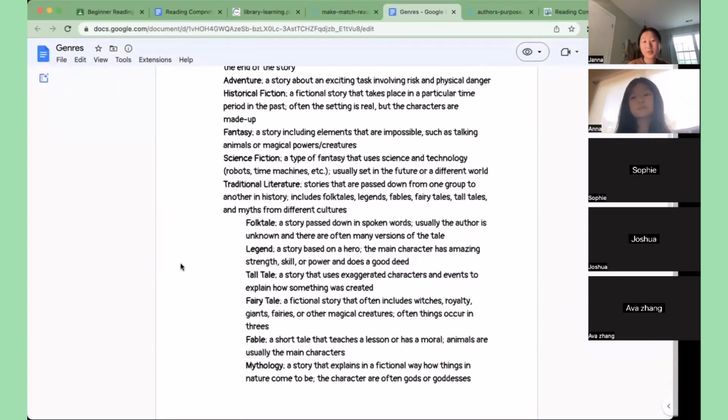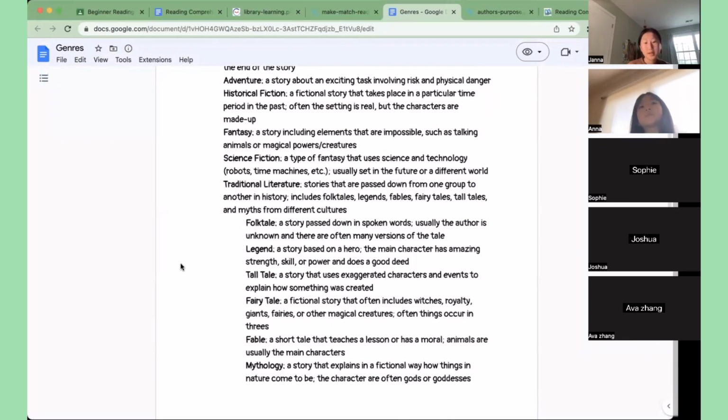A tall tale is a story that uses exaggerated characters and events to explain how something was created. Obviously, it's usually not real. It's very exaggerated, and it's just to explain how something was made or how something is in the world and why something is.